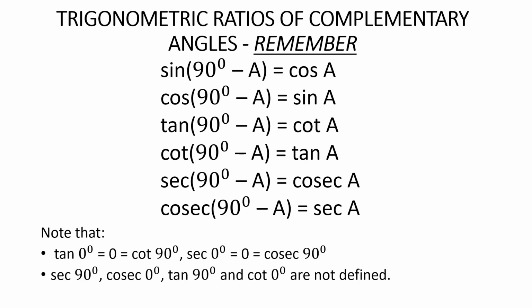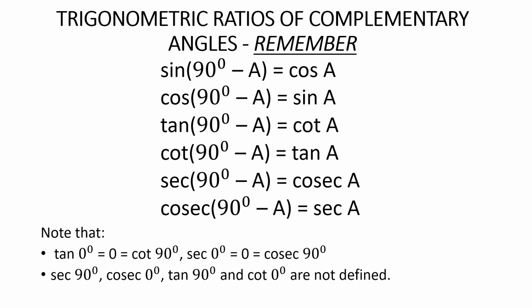Now the trigonometric ratios of some complementary angles. Two angles are said to be complementary if their sum is 90 degree, correct? So for two complementary angles, how will you define the trigonometric ratios? Sine of 90 degree minus A. If A is an angle, 90 degree minus A is its complementary angle. So sine of 90 degree minus A is cos A.